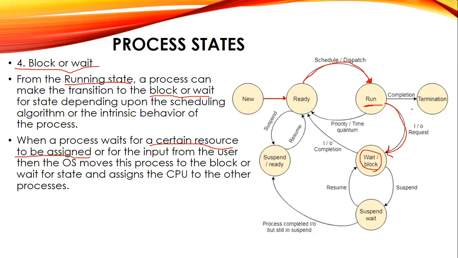So it needs some operation to be done. Instead of waiting for that process, the operating system removes it from execution and the CPU will take another process. The operating system moves the process to the block or wait state and assigns the CPU to the other processes. So it will continue.